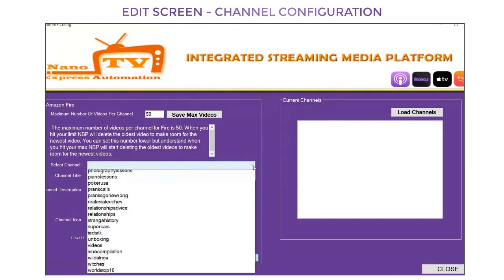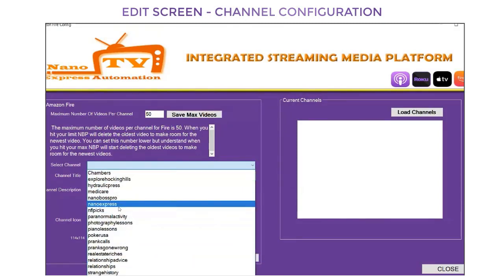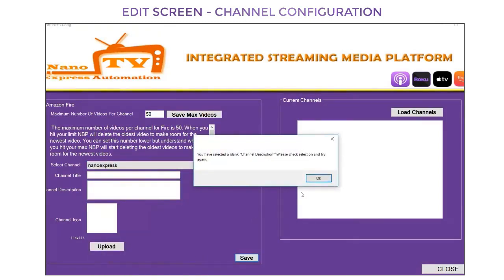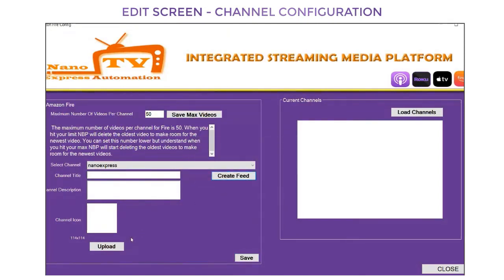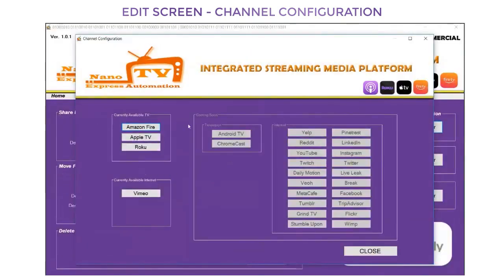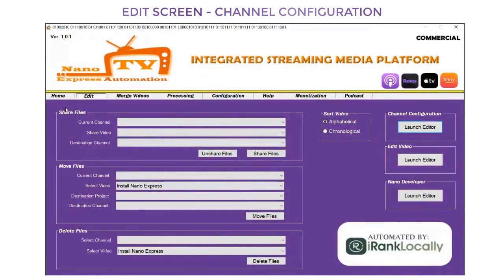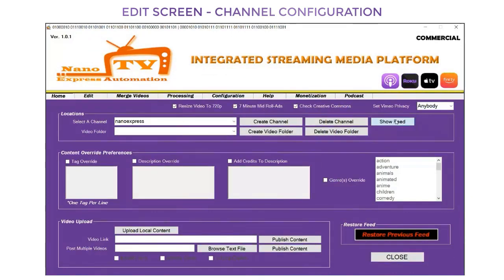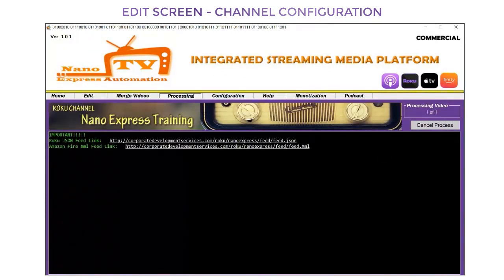You've saved a blank channel, so if I go pick, and you don't really even have to do this, but I do it anyway. I'm going to create, I am going to go back. Let me close this real fast. Let me go to home and let me show this feed. So now you see I automatically have my Roku feed and my JSON.